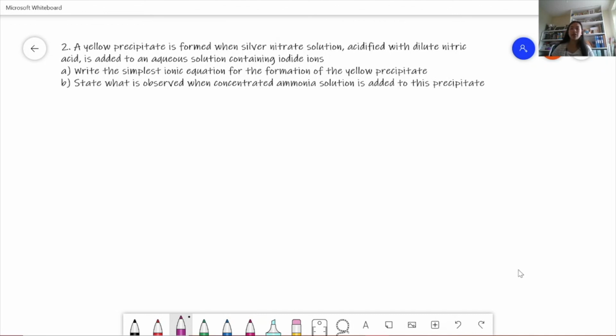So it says a yellow precipitate is formed when silver nitrate solution acidified with dilute nitric acid is added to an aqueous solution containing iodide ions. Write the simplest ionic equation for the formation of the yellow precipitate. So what we're doing is we're forming silver iodide. And so we have silver ions in solution, and we also have iodide ions in solution. And so what this forms is silver iodide, which is a precipitate, so it's a solid.